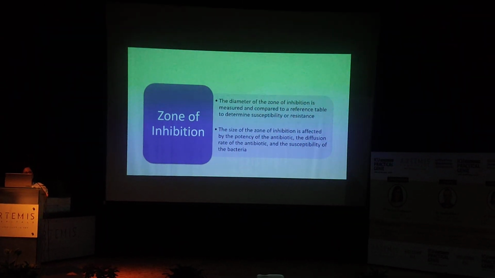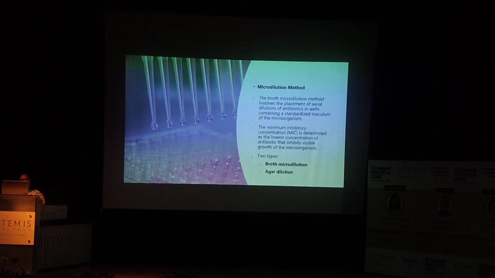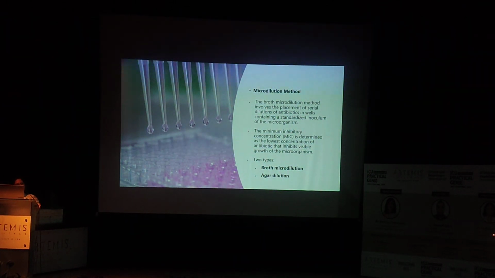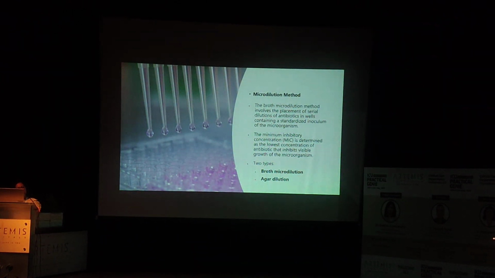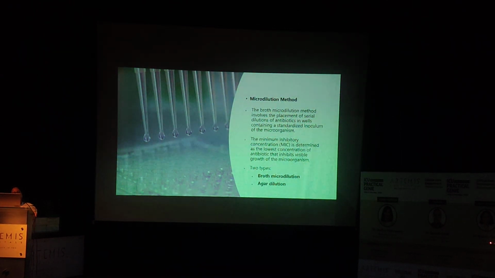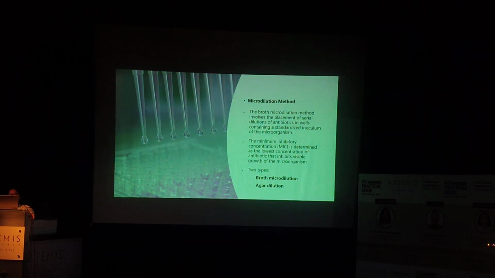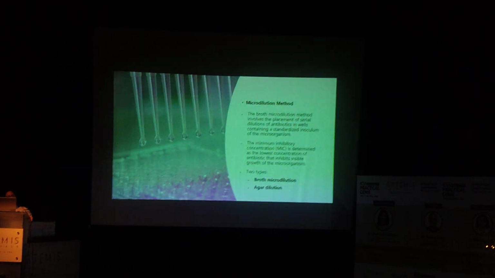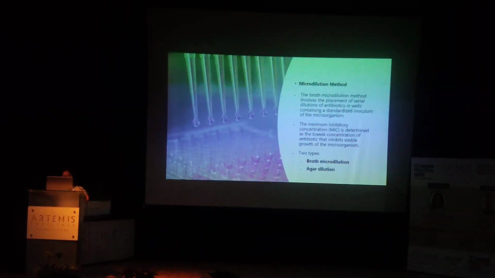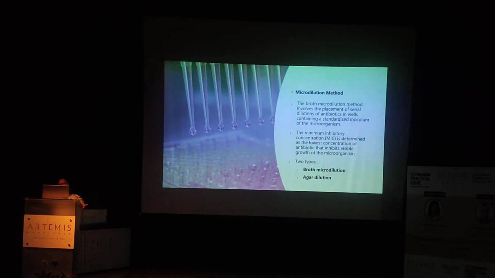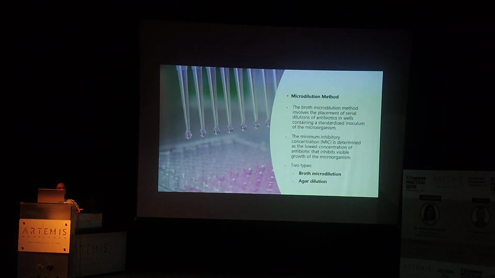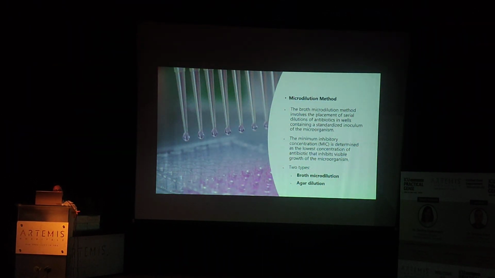Zone of inhibition I have already told you. Next method is the microdilution method. In this, the antibiotic is diluted serially, like one-fourth dilution, then one-sixth, then one-eighth, and it is then placed in different test tubes or different wells, and then the bacterial culture is exposed to those dilutions. The minimal dilution at which the growth of the bacteria gets inhibited is called the MIC, and if it doesn't get inhibited, that means the bacteria is resistant to that antibiotic.